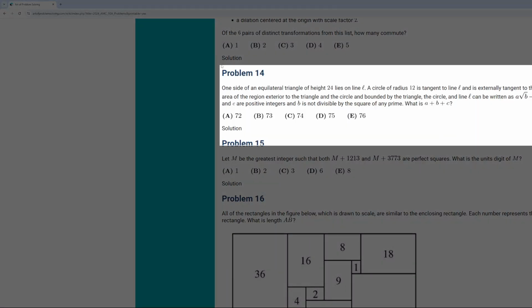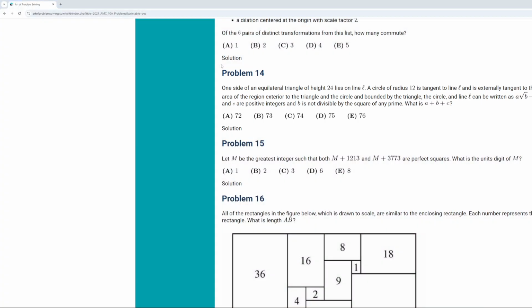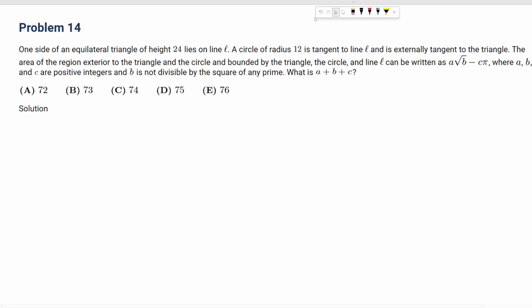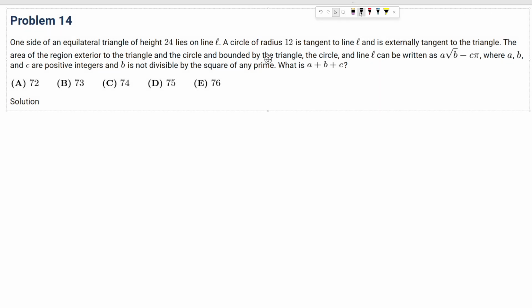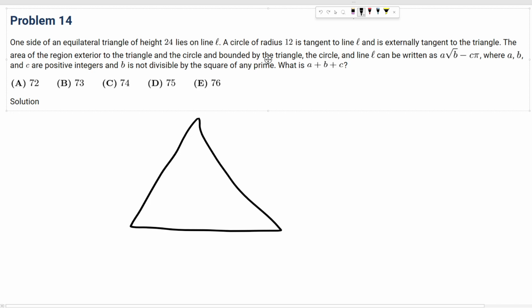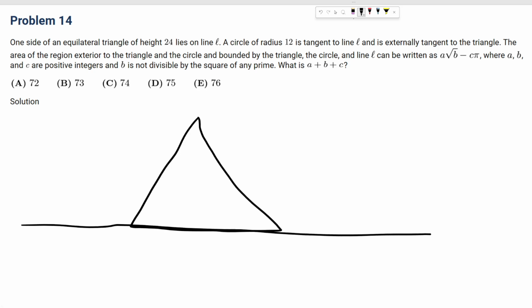Problem 14 is stated in a bit of a messy way, but we can figure it out. One side of an equilateral triangle of height 24 lies on line L. So let's just draw that triangle right now. So that's the triangle. The height is 24. This is line L. The height is 24. So let's draw that.